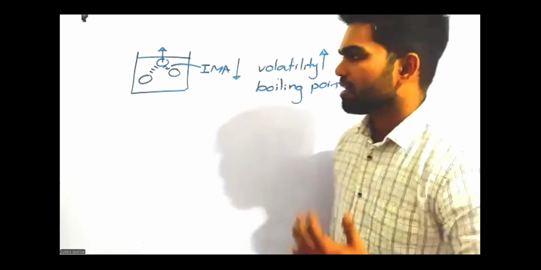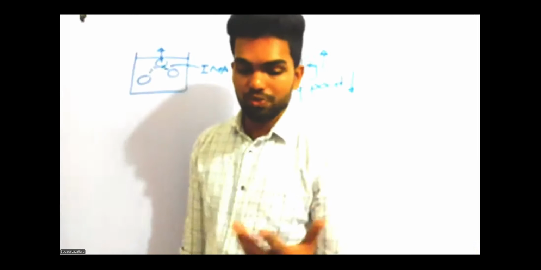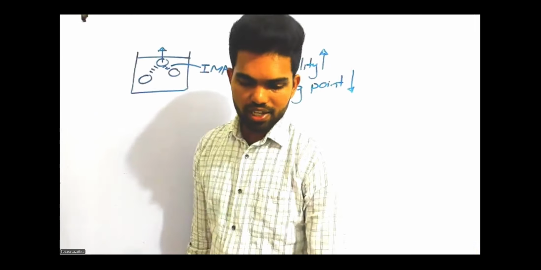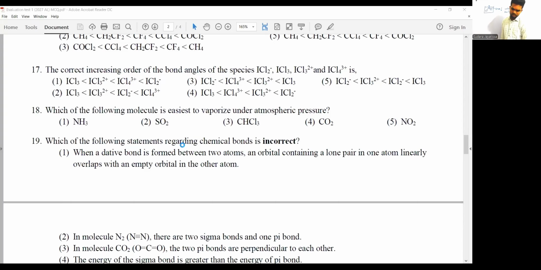Then when they ask which one is easiest to vaporize, you have to think about their intermolecular attractions. So look at the question. You have to check the molecule with the weakest intermolecular attraction. Now I'll list the molecules. We have NH3, then SO2, CHCl3, CO2, and NO2. Now let's discuss their intermolecular attractions.